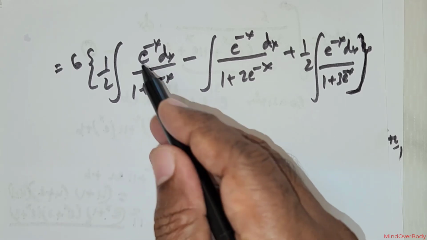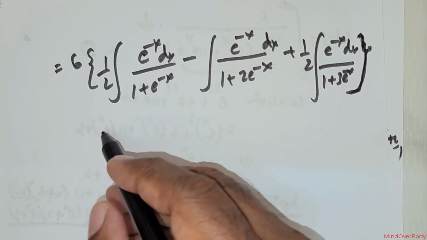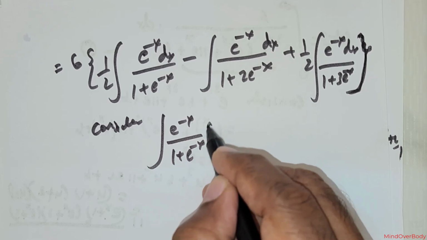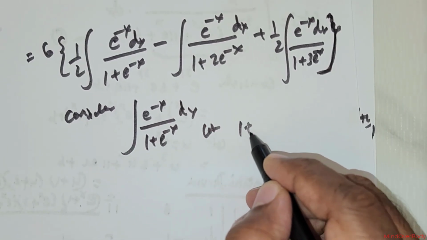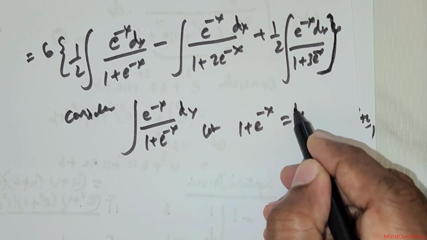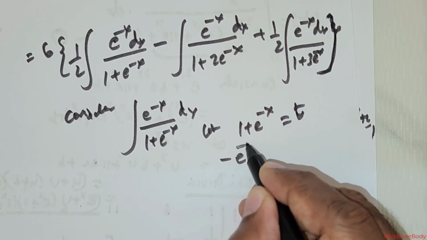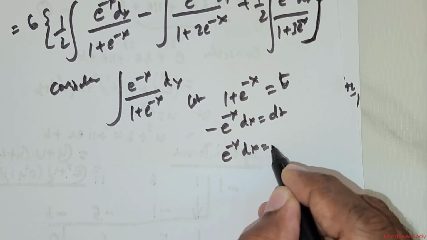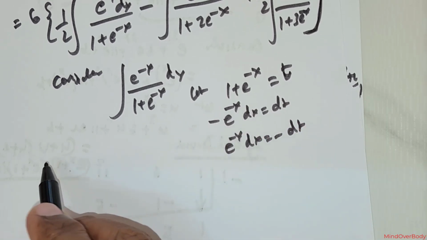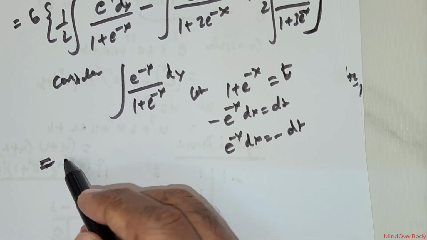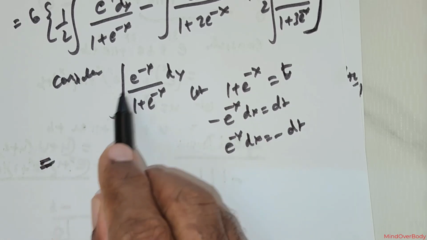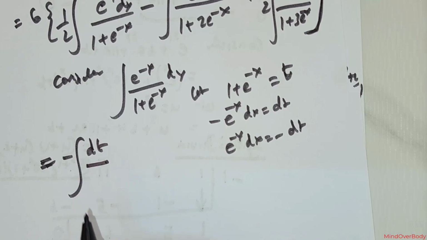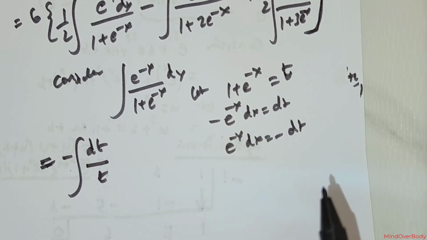So now I have to integrate this. Let me consider this first: e raised to the power of negative x divided by 1 positive e raised to the power of negative x. Let me take 1 positive e raised to the power of negative x equal to t. I differentiate this, I get negative e raised to the power of negative x times dx is equal to dt, which means e raised to the power of negative x dx is equal to negative dt. I'm not going to test the limits as yet. Just retain the limits. So in place of e raised to the power of negative x times dx, this is going to be negative dt divided by t.